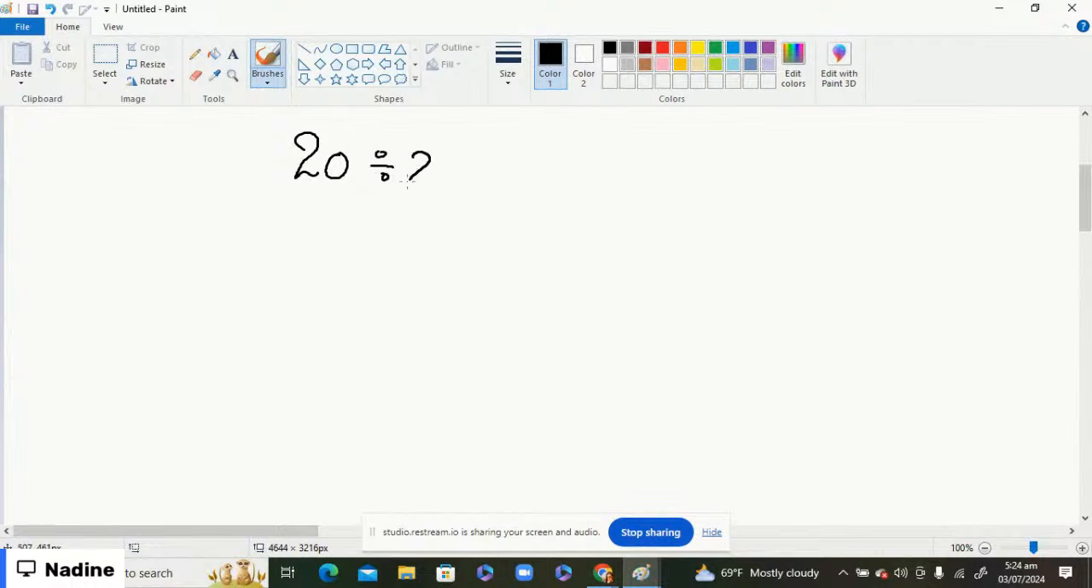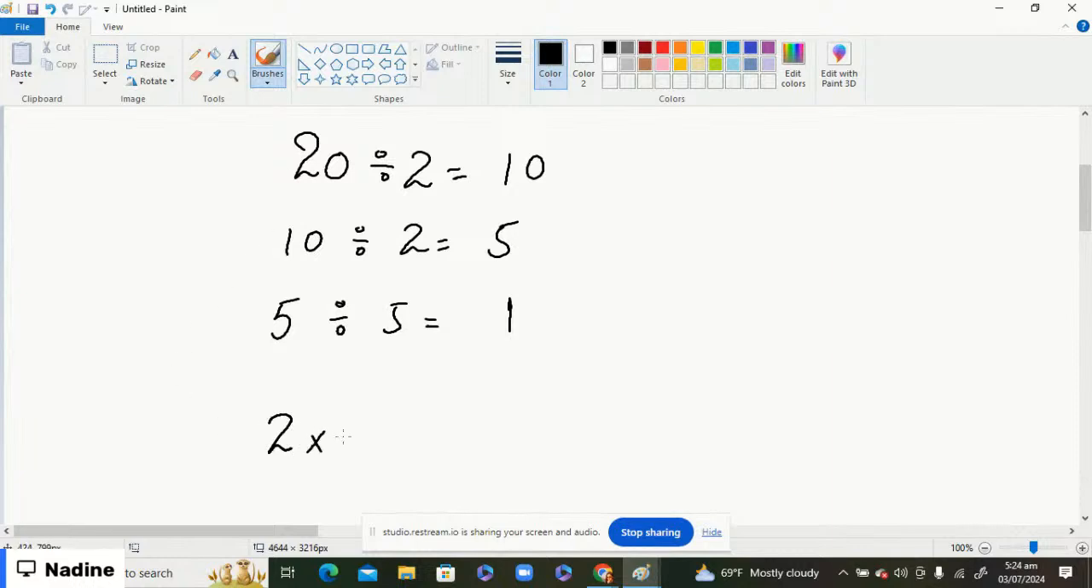2 times which number is 20? That is 10. Now using just 10, again divided by 2. 2 times 5 is 10. Now using this answer, 5 divided by 5 is 1. So what is basically the prime factorization of 20? That is 2, 2 and 5.